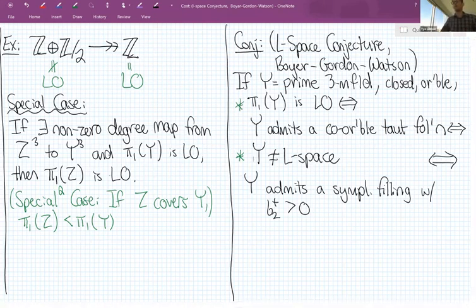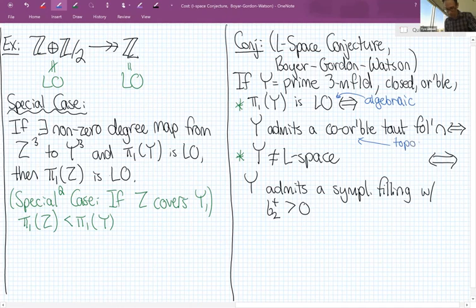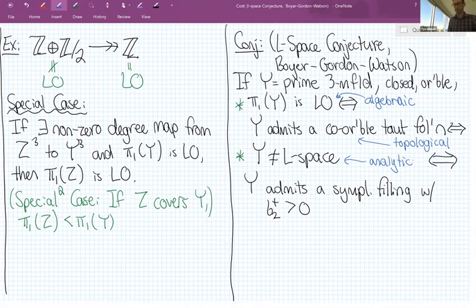What one should have in mind is that left orderability is some algebraic condition, something about the fundamental group. The co-orientable taut foliation, maybe you can think of as some kind of topological condition. It's something about surfaces in your manifold. The L-space condition is some sort of analytic property of your three-manifold, and being an L-space can be described in various ways, but in one way it can be described as something about solutions to some kind of PDE on your three-manifold.